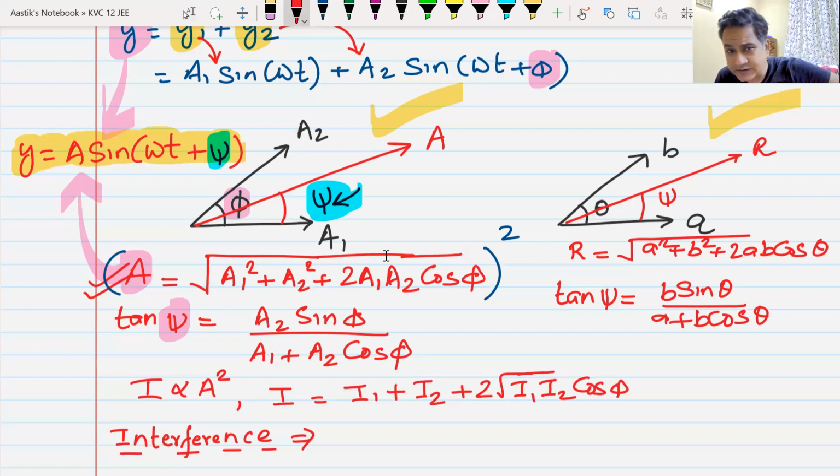This entire chapter is about these two formulae, the formula for amplitude and the formula for intensity. If you understand these formulae, the chapter is done. There is nothing left more in this chapter to be discussed if you understand this. Have you noted down, everyone?